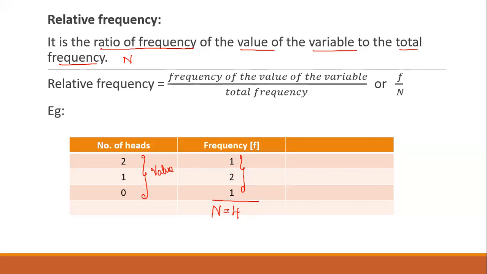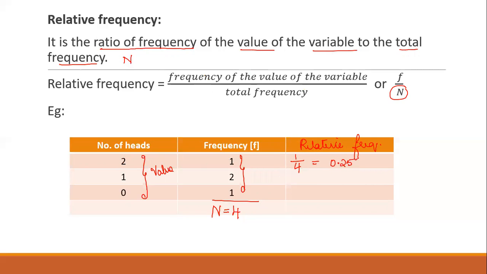Now how will you find the relative frequency? It is nothing but the individual frequency divided by the total frequency. The frequency of the value of the variable, that is 1, divided by 4. So how to find out your relative frequency? It is 1 divided by 4. Here 1 means the frequency of the value, 2 is the value, and its frequency is 1. So 1 divided by 4, that is the total frequency, which will be noted as N. So 1 divided by 4 will give you the value 0.25.